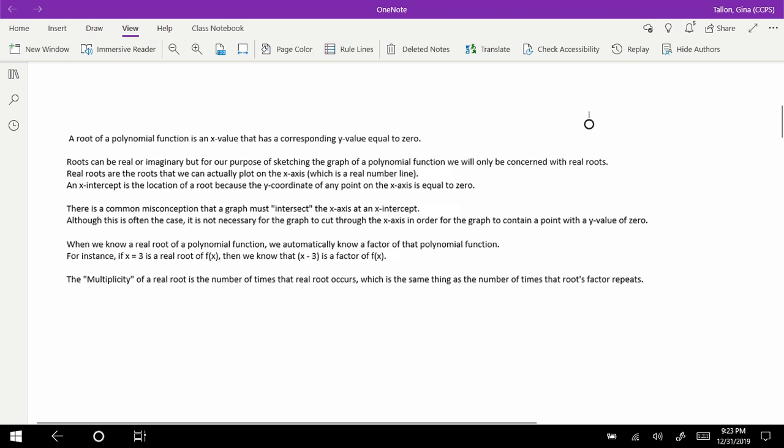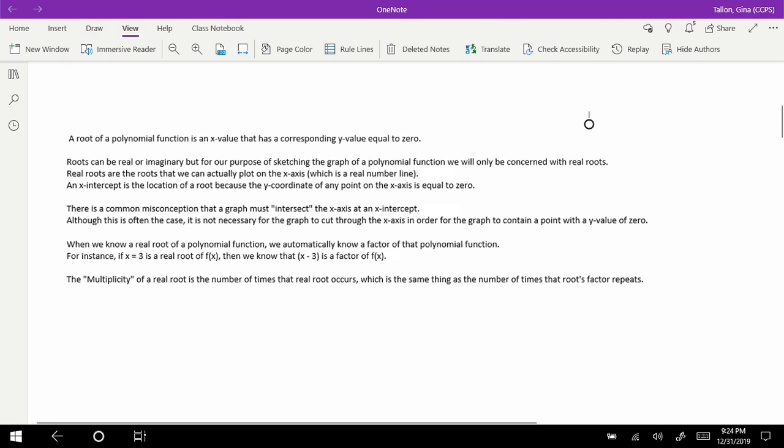Okay, so it's two different words here, but in the past you've always been told that an x-intercept is where the graph crosses the x-axis. It doesn't have to cross the x-axis, it just has to touch the x-axis. Oftentimes it does go through, but it doesn't have to.